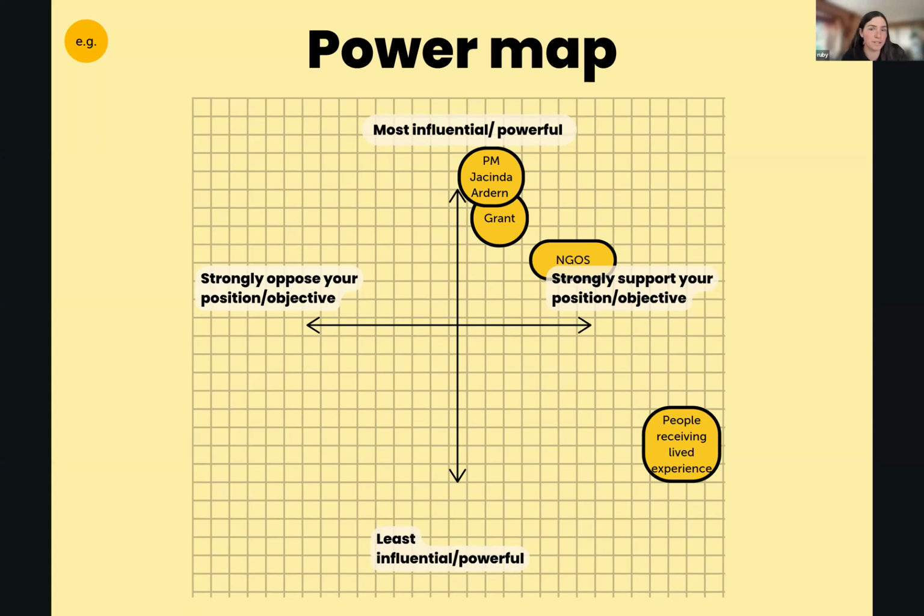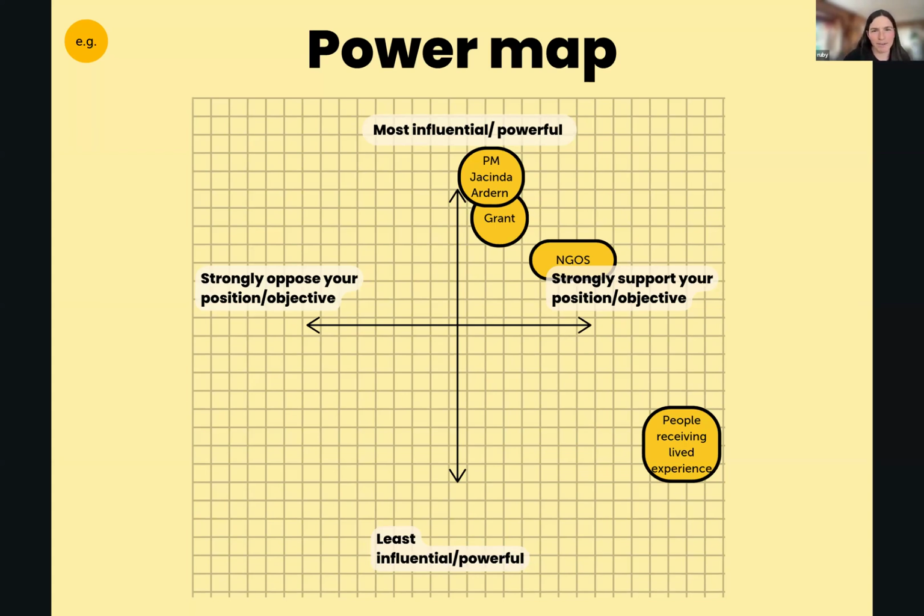Even though at the time Jacinda wasn't actually the Minister of Social Development. That was Carmel Sepuloni. So we put her at the top, and we put Grant up there with her, and we were like, right, those are the people. One of our theories of change was around moving Jacinda and Grant. And then we mapped everyone else out.